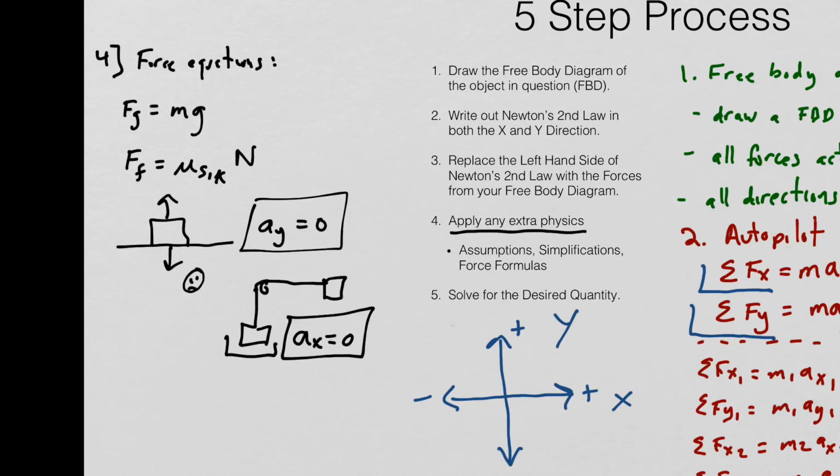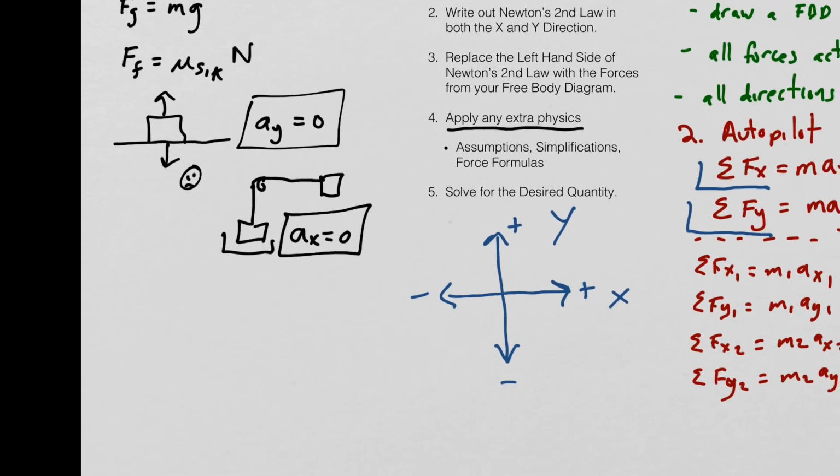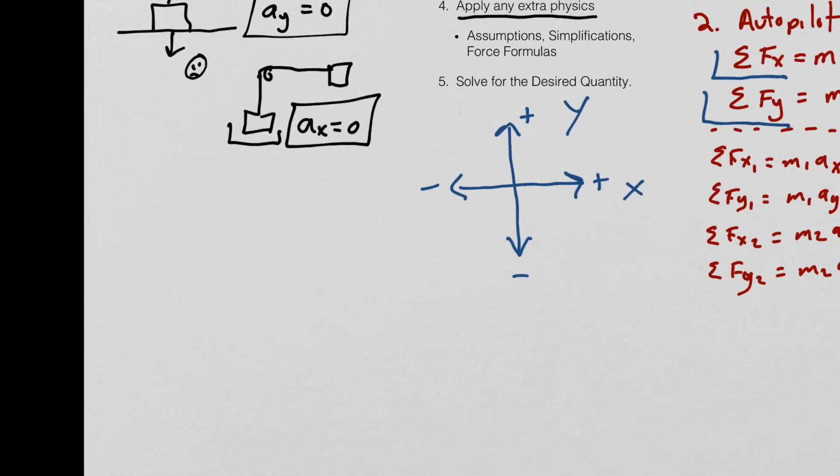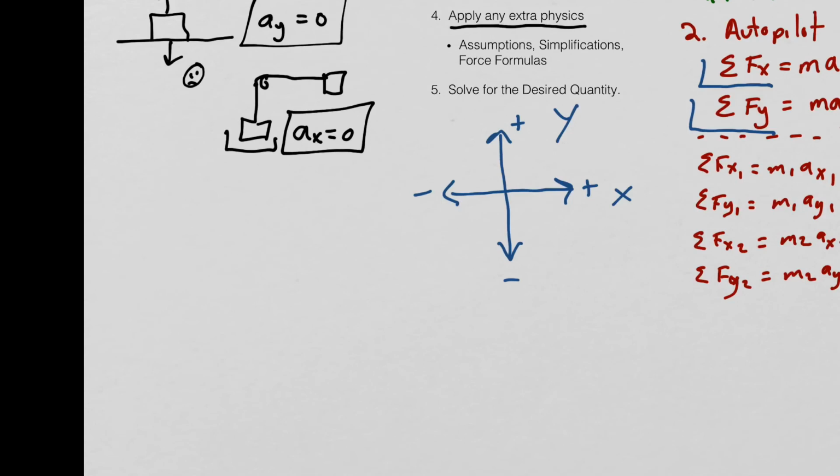Lastly, step 5 is just algebra. That's when we solve for what we actually want in the problem. So that's the piece that, if you get through steps 1 through 4, all the physics is done, and at that point, you're just living in math land.